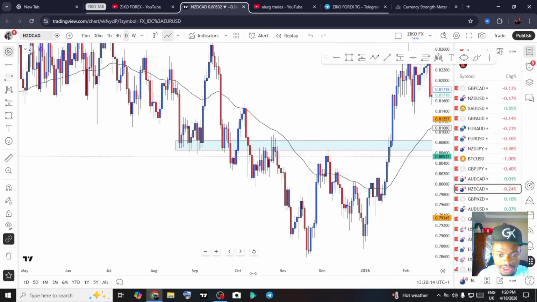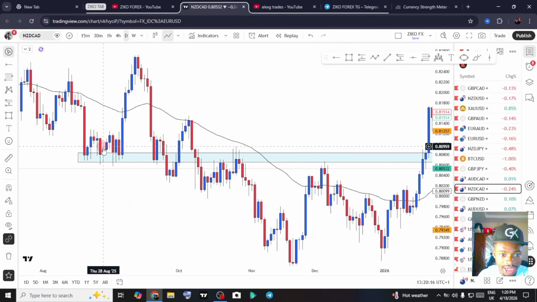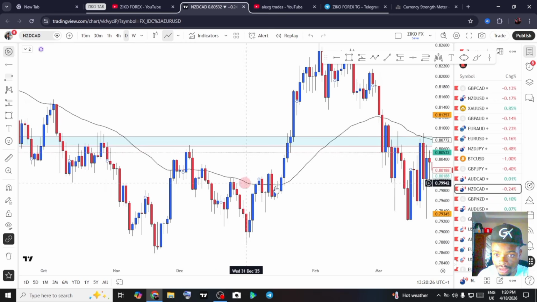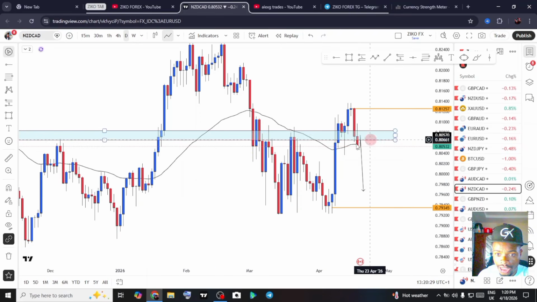As you can see right here, we had clear rejections from this area. 3 times price rejected off of this area. 4 times right here. Once we were below the area, we started rejecting to the downside, as you can see right here again, right? And now we are actually under that area. I actually believe that this area could hold price as resistance, right?